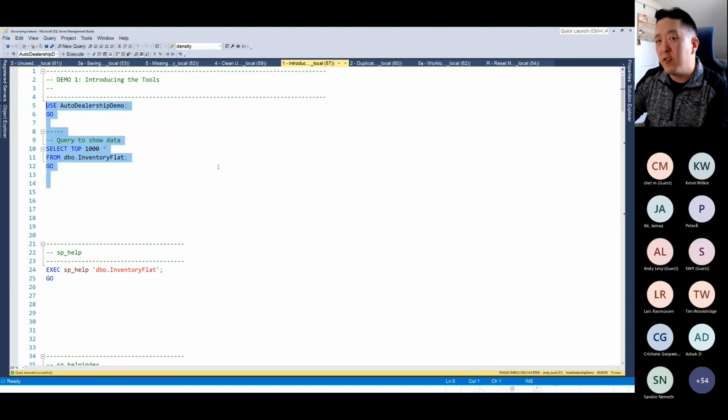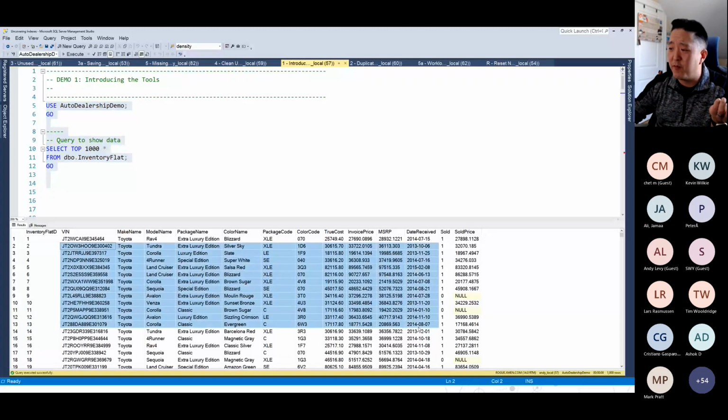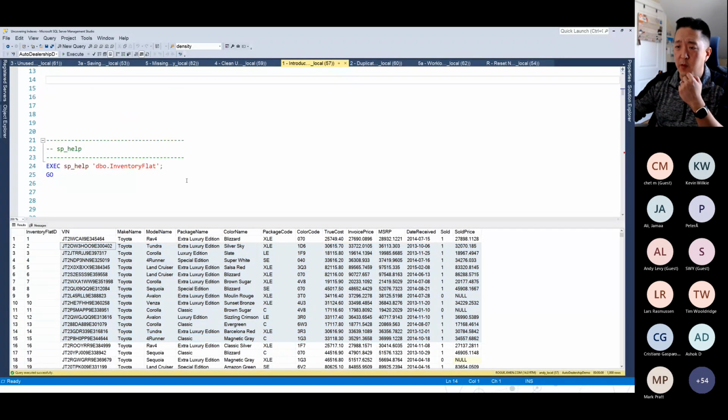So for the purpose of this demo, we're going to be using a demo database of my own creation called the Auto Dealership Demo. It is available up on my GitHub. And we're going to be using a flat singular table called Inventory Flat. This particular table just has a whole bunch of data points about vehicles and that sort of thing, things that I've kind of serialized and materialized in here.